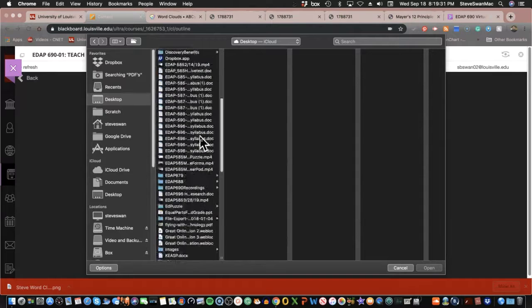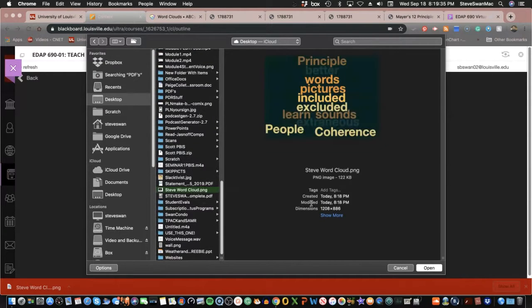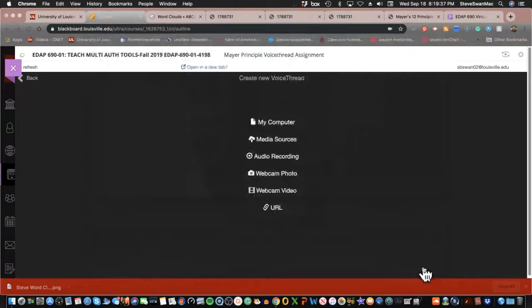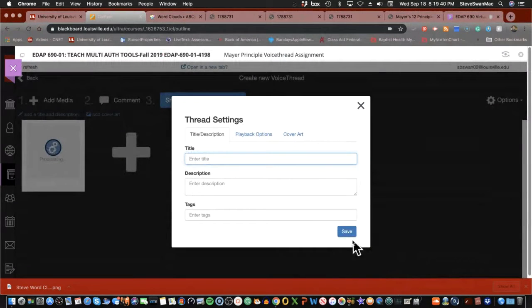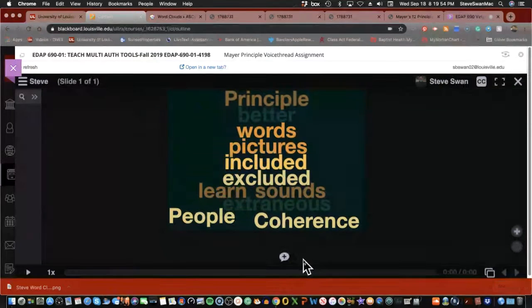Desktop. Oh, it's waiting for me to do that again, because I didn't save it, by the way. Bam. So there's my first one. Okay. Click, comment, you know.